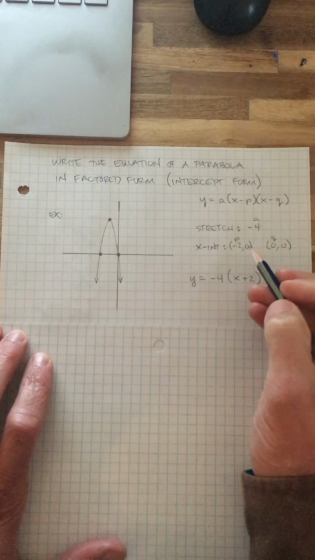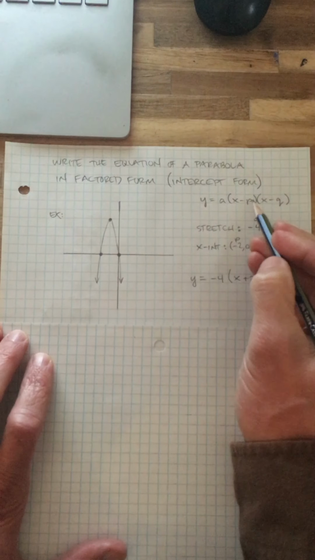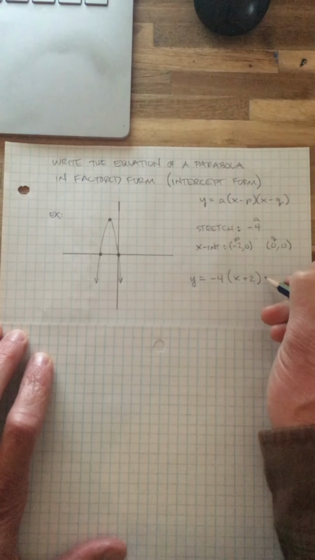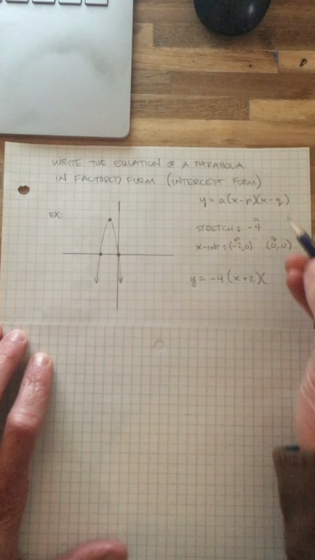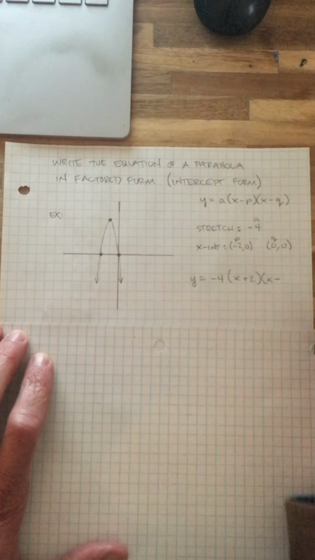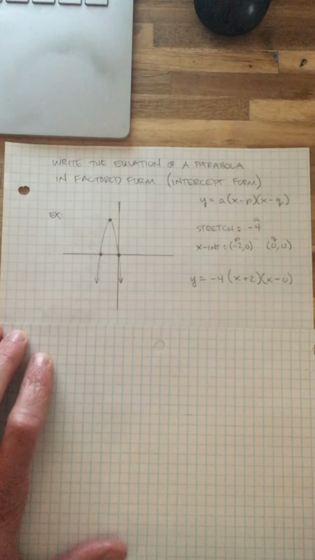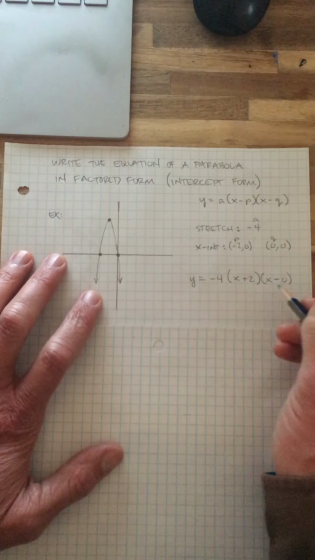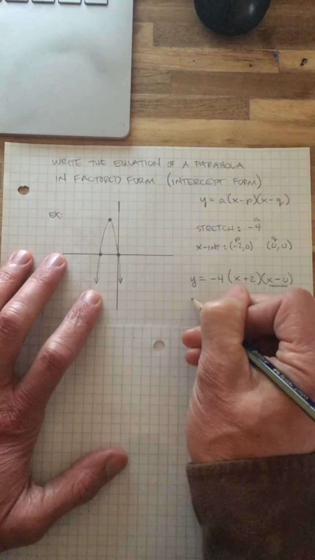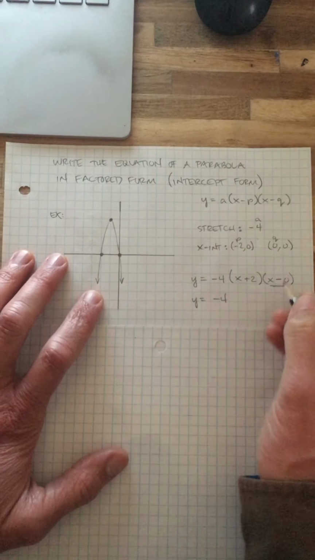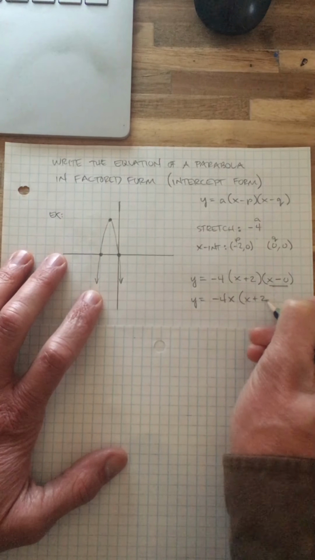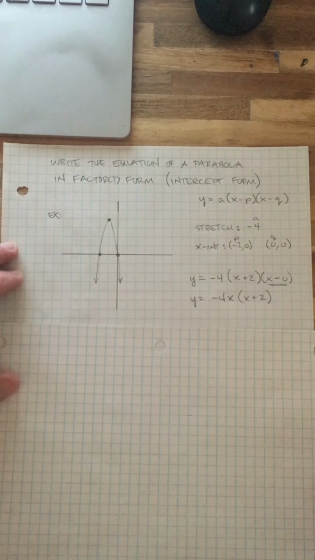Really that's just because if p is negative 2, it's minus negative 2, and a minus a negative is a positive, so don't overthink it. Just put in the opposite. And then here you have x minus q, so x minus, and then q is 0, so just put a 0. And we can simplify this. If you notice, x minus 0, isn't that just x? So we can rewrite it like this: y equals negative 4 times x times x plus 2. So that's probably the best way to write it.